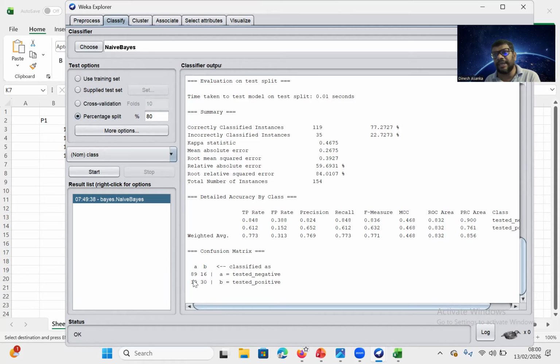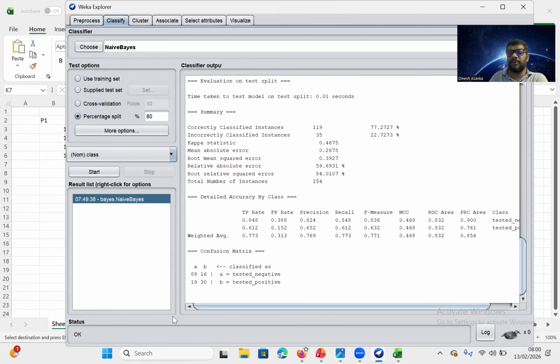There are 16 negative cases which are identified as positive. That's an error. I have no issue, that's an error also. But the 19 is the most significant error. So therefore, in most cases, we don't stop at accuracy. Accuracy is an indication, but it doesn't give you the correct picture about your model.